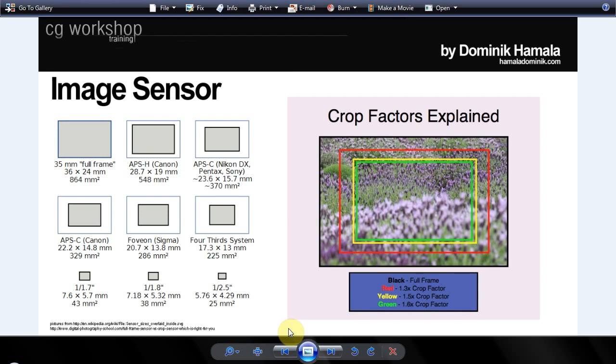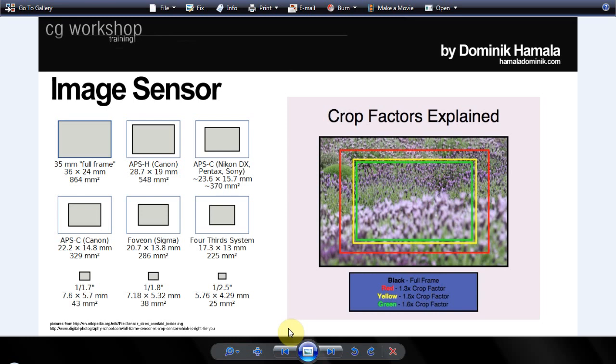People usually refer to a sensor size by its crop factor. That's the number you use to find the 35mm equivalent of a given lens. It's just like taking the middle of an image and throwing away the outside edges. If a sensor is 24mm by 36mm, then there is no crop factor, since it covers the same area as 35mm film, and it's called full frame.